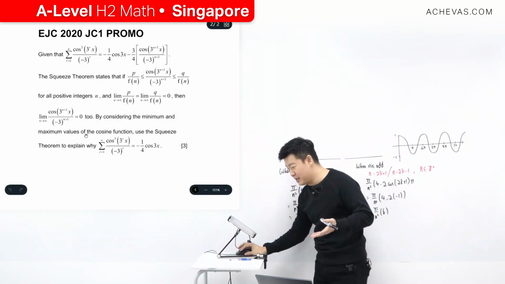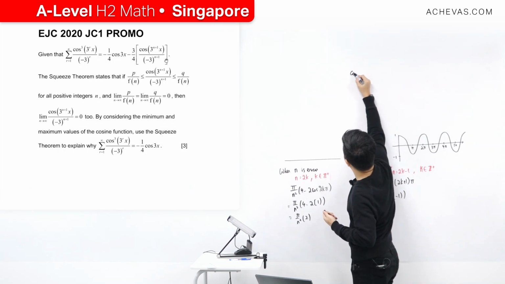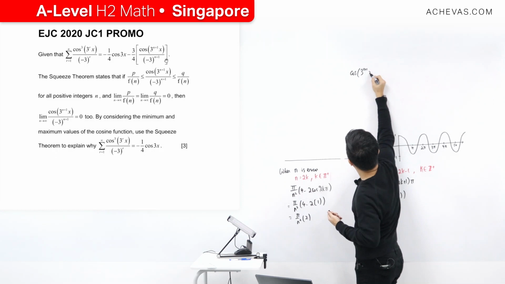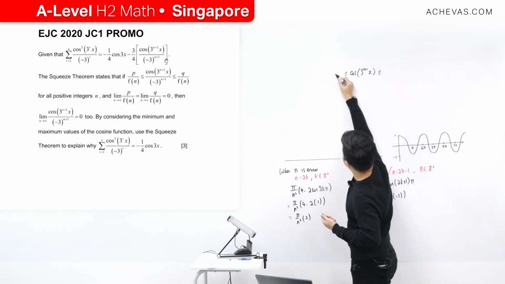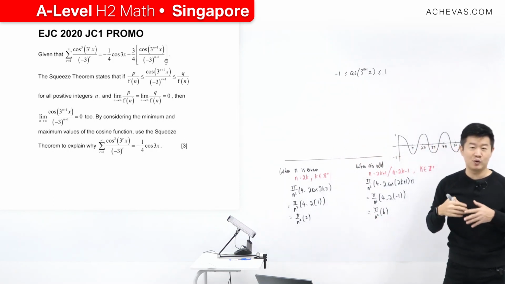That by considering the minimum and maximum value of cosine function, and the cosine function is going to be this: cosine 3 to the power of n plus 1 x. So let me just write down here. I will be starting with this later also. Cosine 3 to the power of n plus 1 x. So what is the minimum and maximum of this? It is from -1 to 1. Okay, so this is how I will be starting my question.